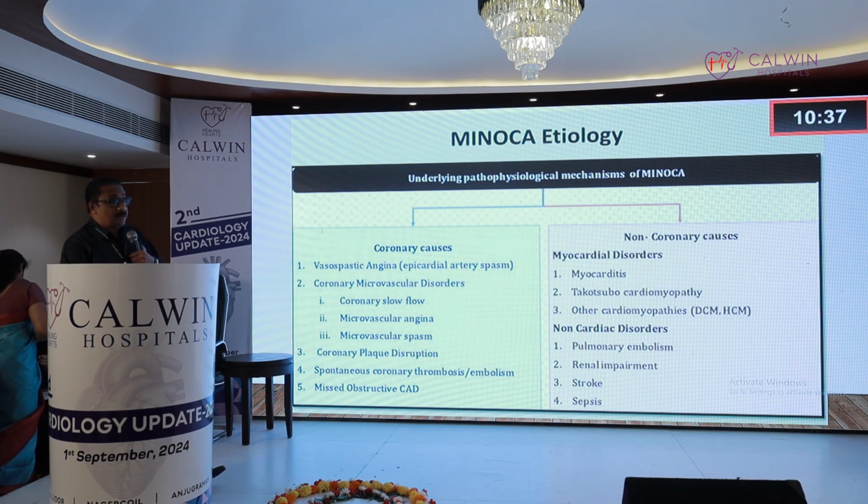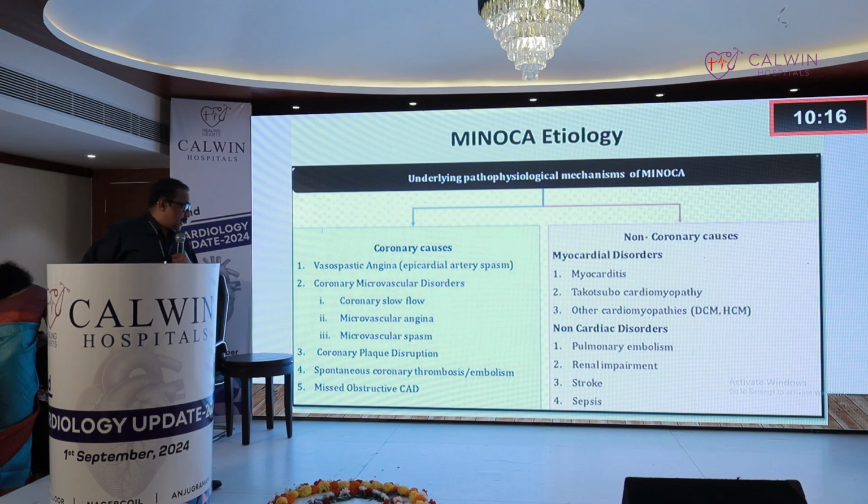Myocardial causes, most important is myocarditis, Takotsubo cardiomyopathy, and rarely some of the other cardiomyopathies also. And non-cardiac, as I mentioned earlier, you have pulmonary embolism, renal impairment, sepsis, and stroke due to excessive sympathetic discharge. You may find elevation of troponin and sometimes wall motion abnormalities also. So this is the overall etiology of MI with normal coronaries.